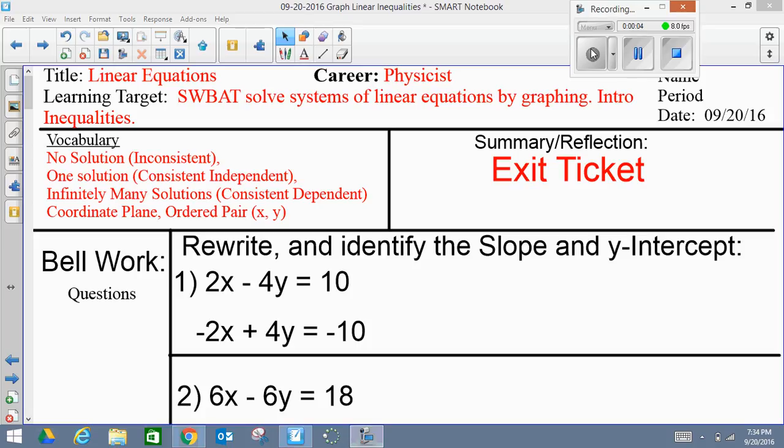Today's class is solving systems of linear equations by graphing, and we're going to have an introduction to linear inequalities. First of all, our vocabulary words, very important. Make sure you take notes on this.